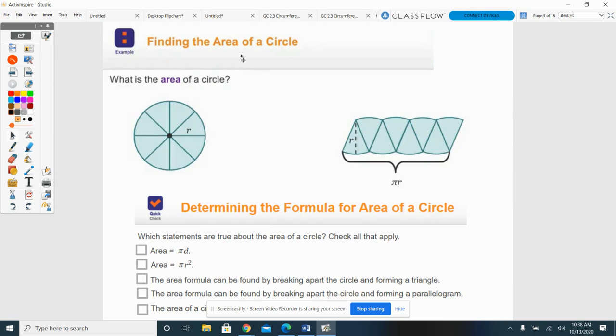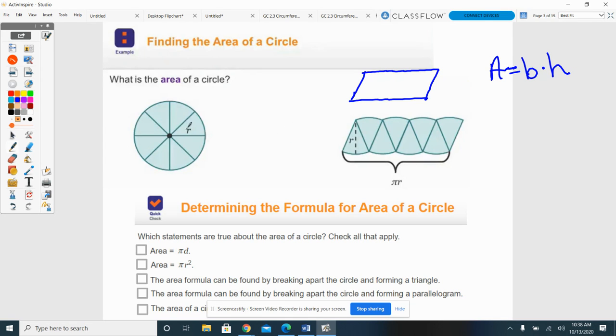Now, this is what's kind of cool about circles. So if you picture your circle and you picture it like a pizza, you can cut it up into all these equal, what we call sectors, little pieces of pizza. And if you rearrange them like this, it kind of looks like a parallelogram. And we know the formula for parallelogram, that is base times height.